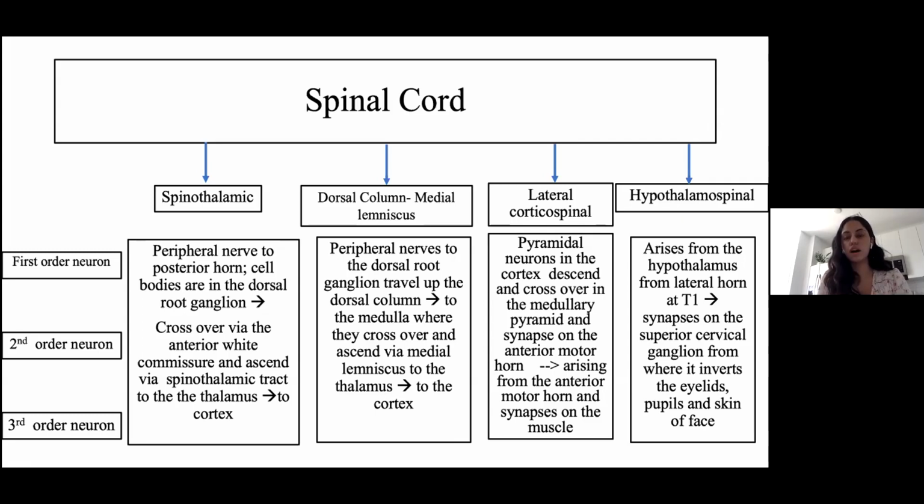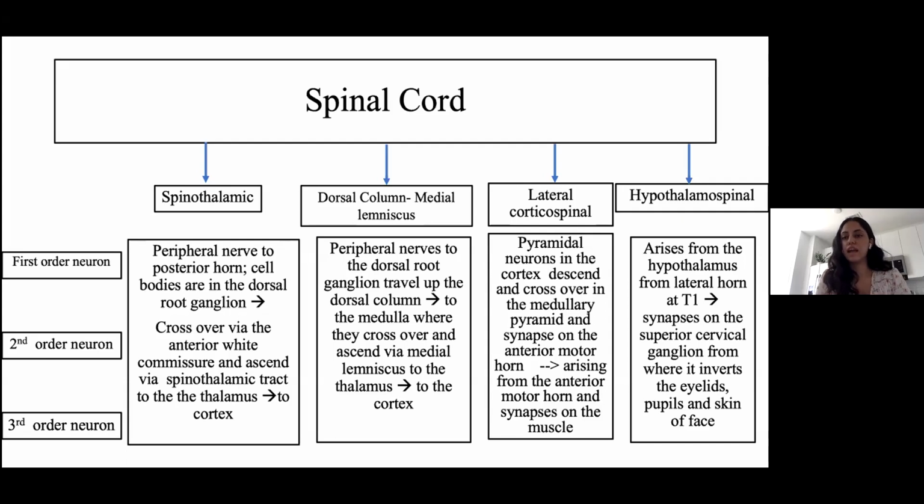The dorsal column is for fine touch and proprioception. Again, you have peripheral nerves coming in to the dorsal root, and then they travel via the dorsal column to the medulla, where they cross over and ascend to the thalamus and then to the cortex.